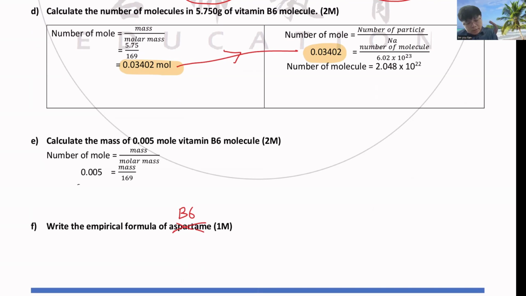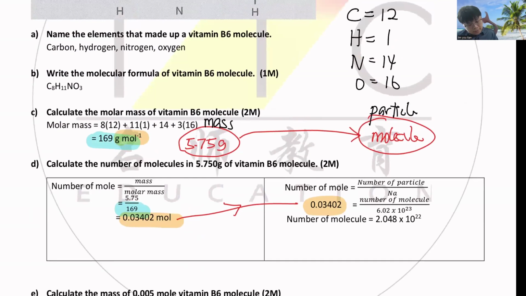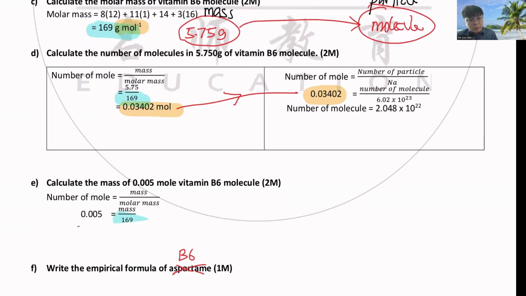Okay, I see if you get 169 wrong, then a lot of things go wrong with you. 169 is here, 169 is here, 169. So be careful when you try to complete this type of calculation.